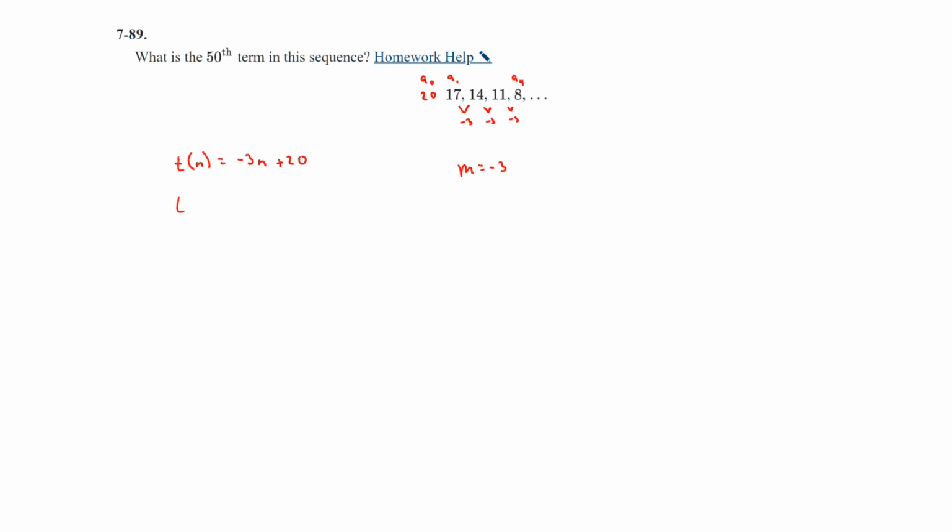And so if I want to find the 50th term now, I can just plug this in. -3 times 50 plus 20. And that would be -150 plus 20, which would be -130. So the 50th term, we can even write it this way, is equal to -130.